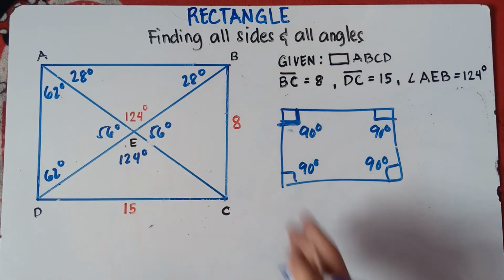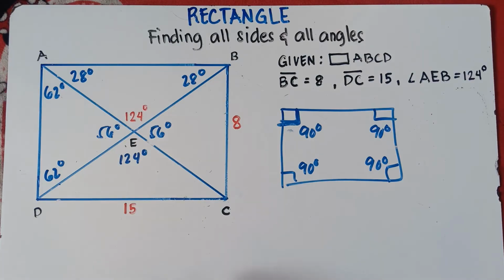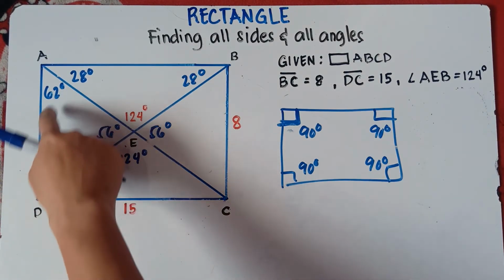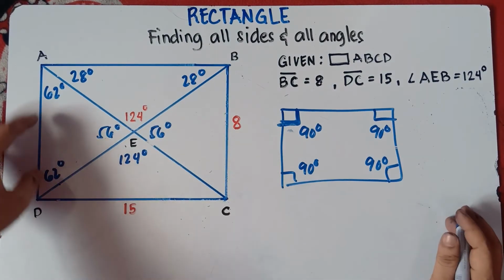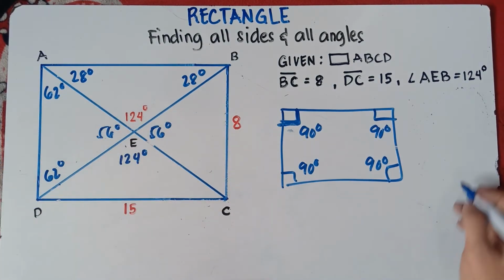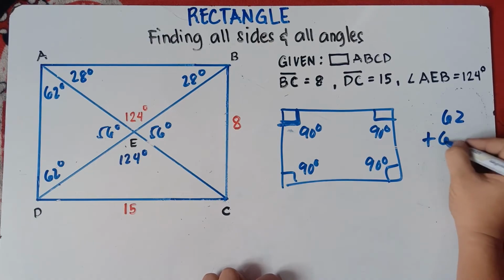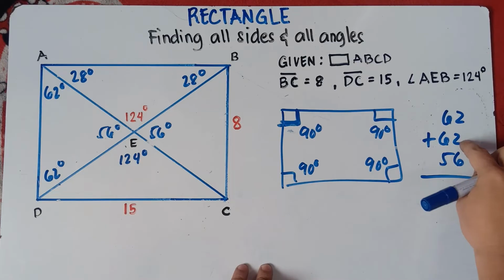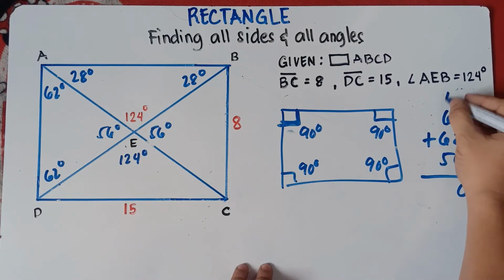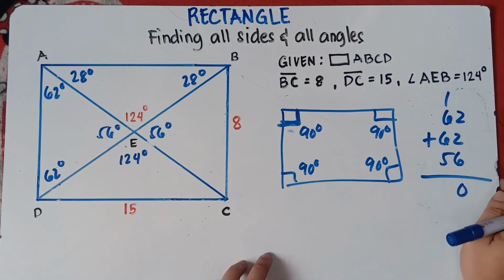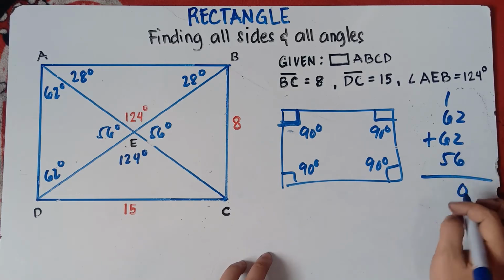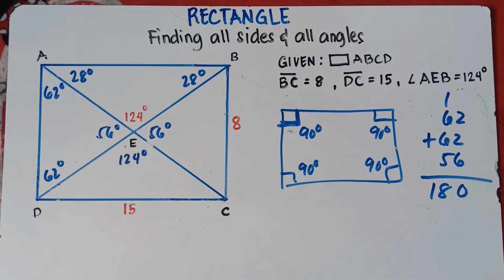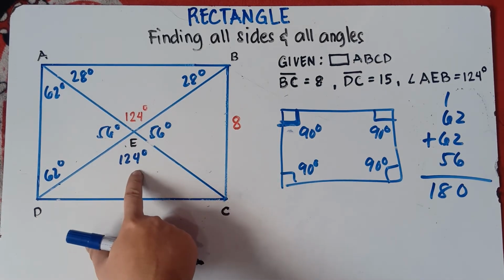Okay? That's the property for a rectangle, class. Easy, alright? So if this is 62, this will also be 62 because base angles are congruent. So let's check that one, class. Let's add this up. If this is 180: 62 plus 62 plus 56. So 6 plus 2 is 8, plus 2 is 10. 0 carry 1. 6 plus 6 is 12, plus 1 is 13, plus 5 is 18. 180. Alright, easy, right? So if this is 124, check this one, class.